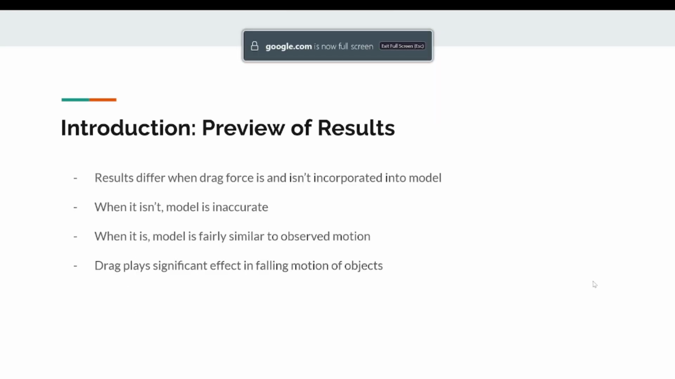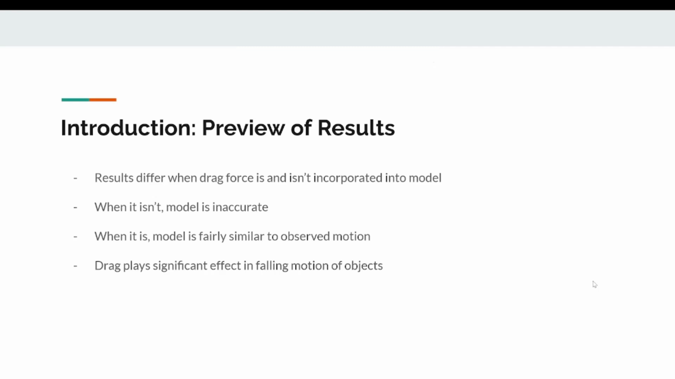So the results. Results differ when drag force is and isn't incorporated into the model. When it isn't, the model is inaccurate, but when it is, the model is fairly similar to observed motion. And drag plays a significant effect in falling motion of objects, depending on the objects that are being used. Some objects may have small b values, so it can be fairly negligible, but others have larger b values, and the drag is much more significant.